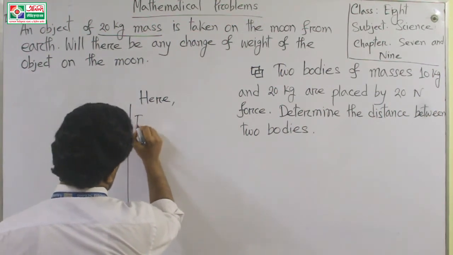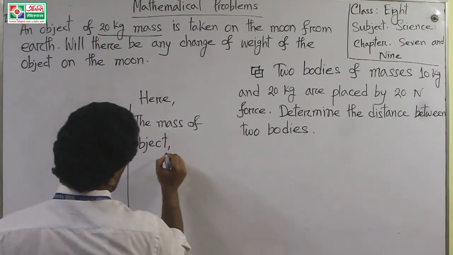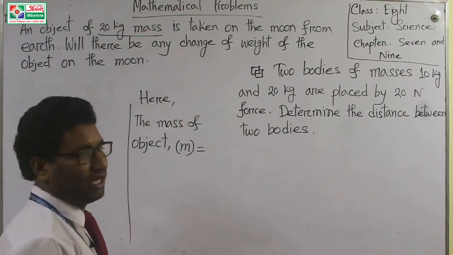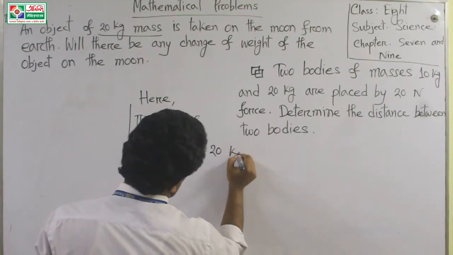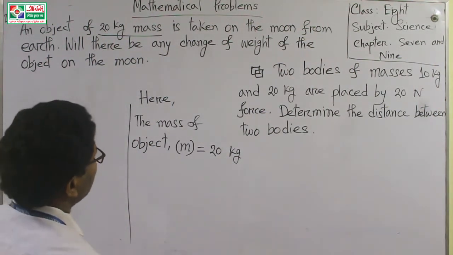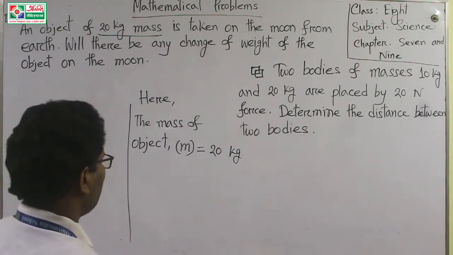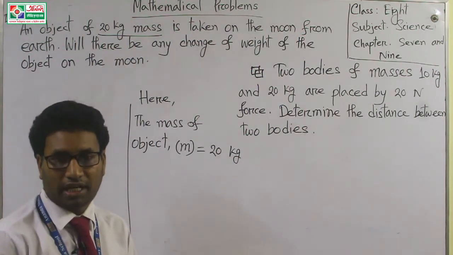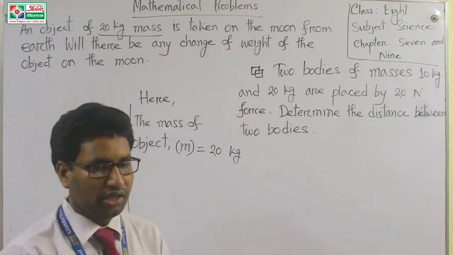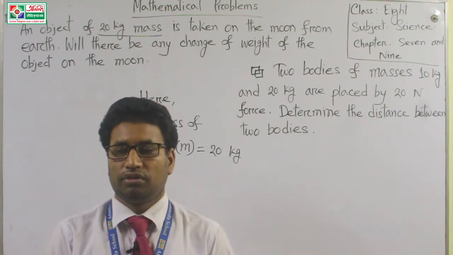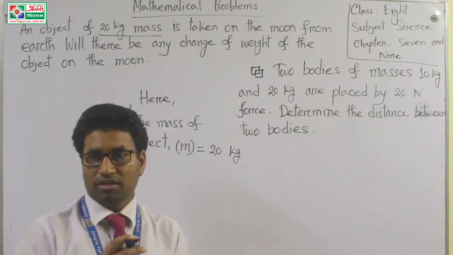The quantity present in this problem is the mass of the object. We know that mass is expressed by a small letter m, equal to 20 kg. Kg is the unit of mass. Then we find the weight between the two places, moon and earth. At first I will find the weight of the object on the earth, that is, when the object is on the earth.